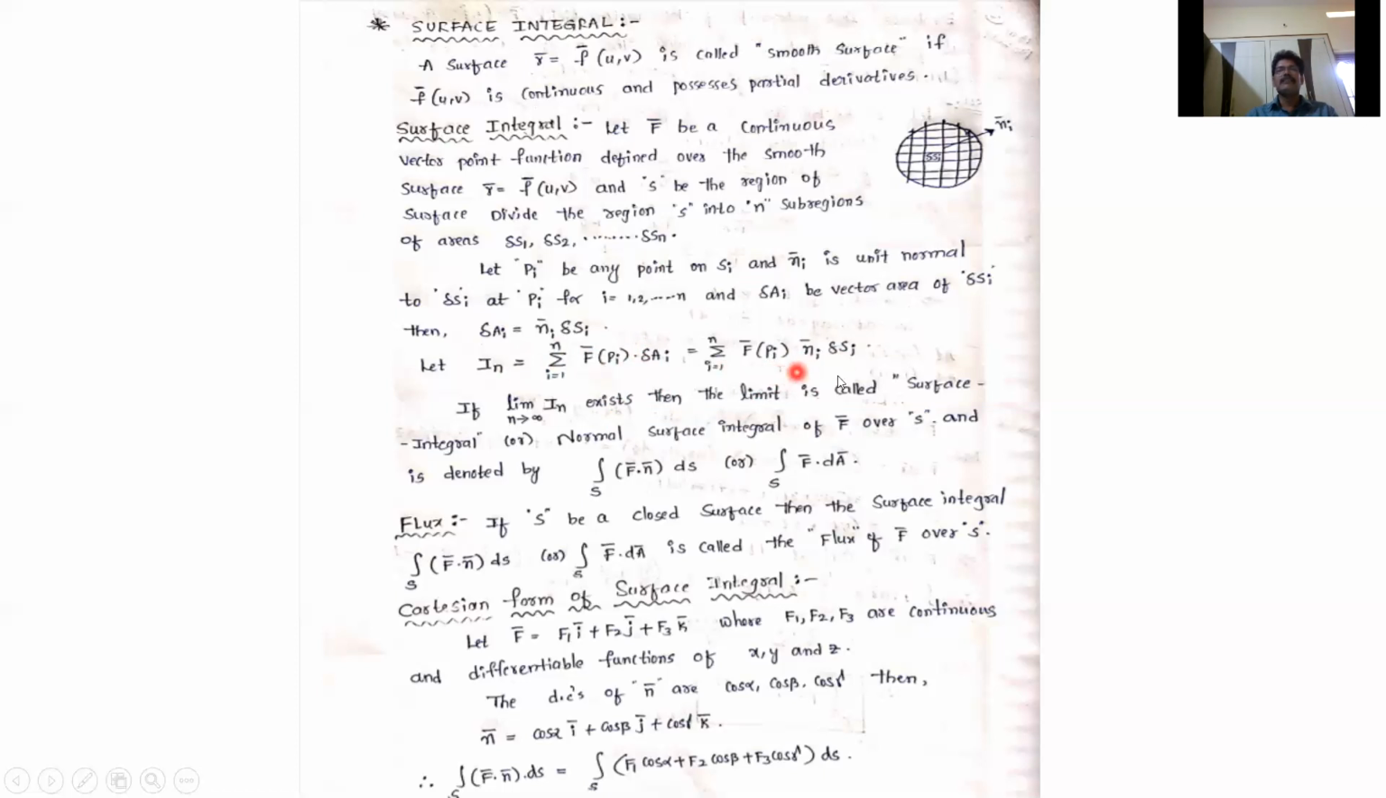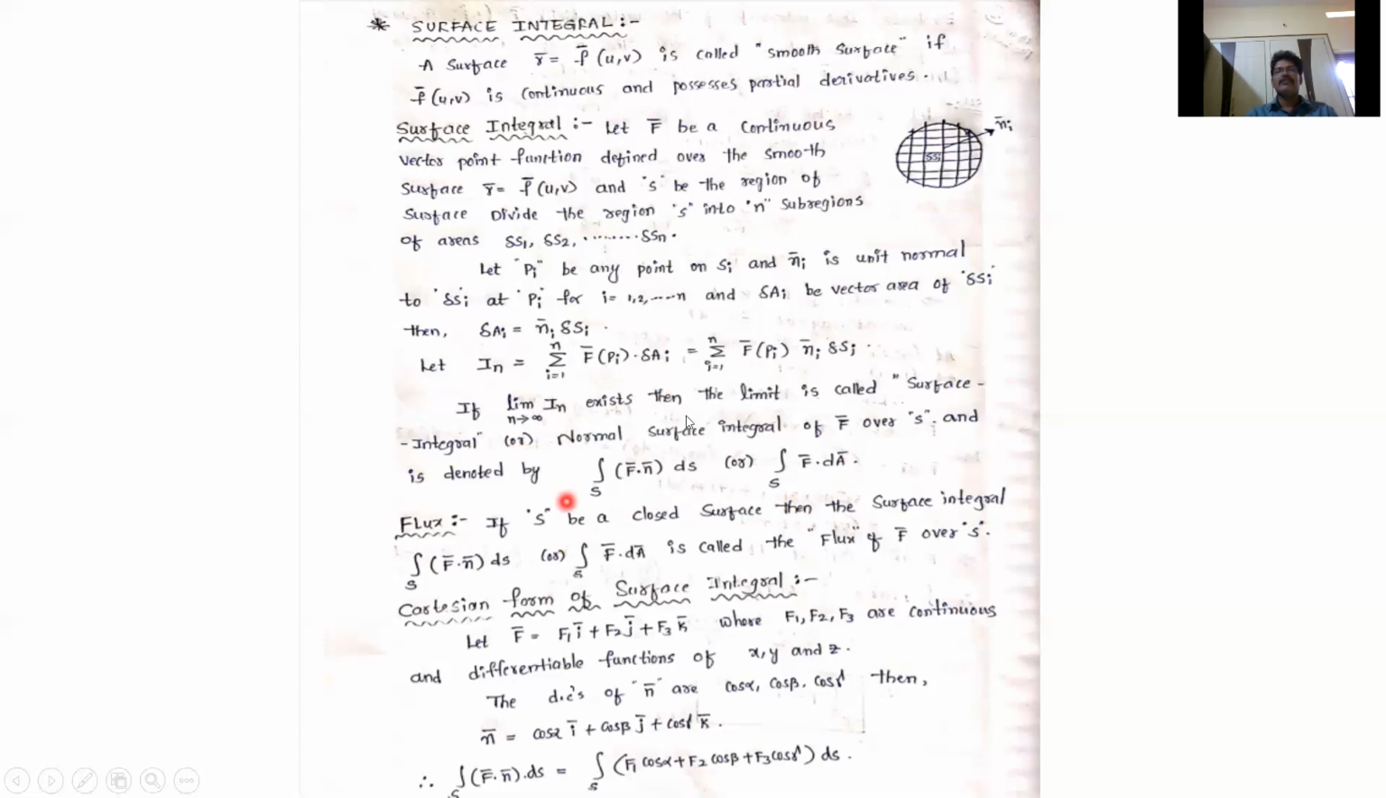If the limit of In as n tends to infinity exists, then this limit is called the surface integral or normal surface integral of f bar over S. Because n bar is a unit normal, it is also called the normal surface integral of f bar over S. Since dA bar is the vector area, dA bar equal to n bar dS. That's why we write the surface integral of f bar over S as the integral over S of f dot n dS, that is f dot dA.